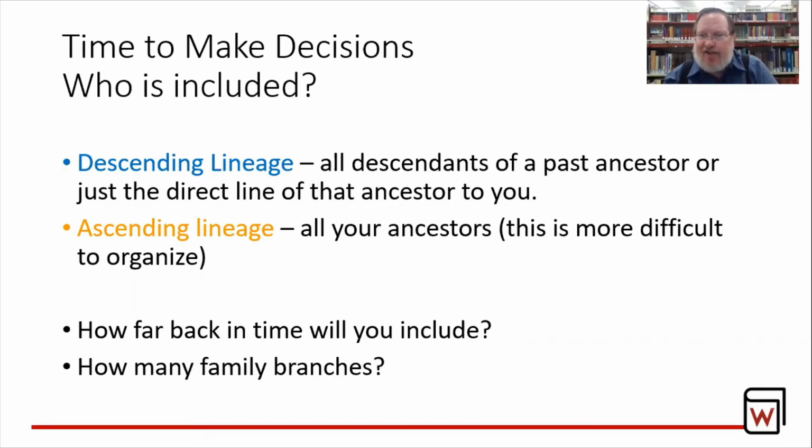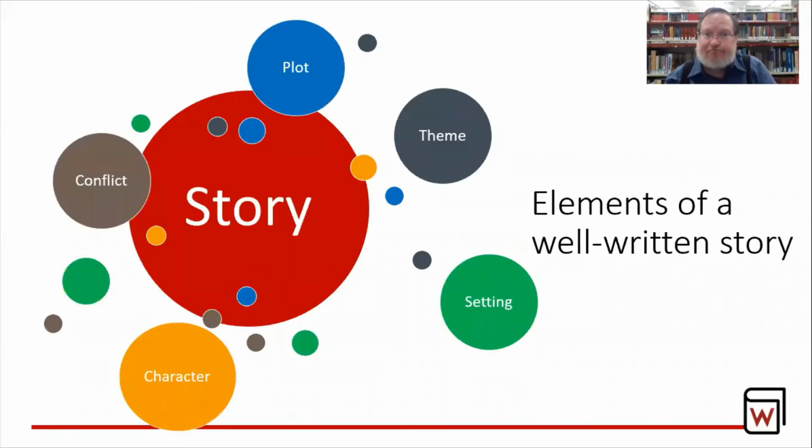So ask yourself, how far back are you going to go? Are you going to go back to Charlemagne? Are you going to go back to your immigrant to the United States? And how many family branches? When you start looking at ascending, are you just going to go to second cousins once removed, second cousins twice removed? How many lines, how many family units, how many branches are you going to include?